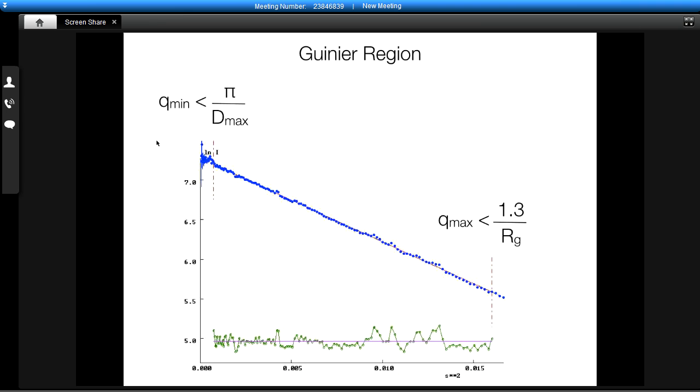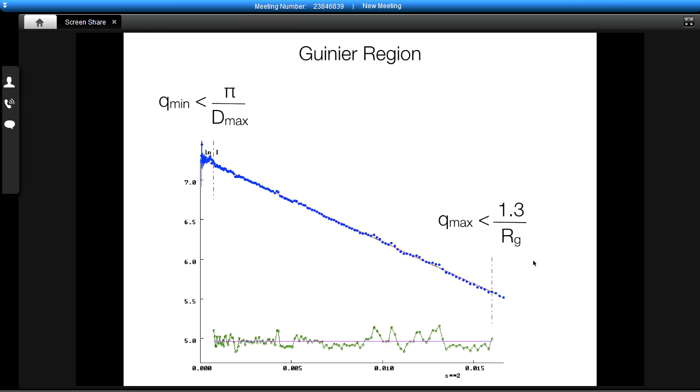If you're not collecting scattering angles that are smaller than the largest dimension of the particle, then you're actually missing information that your particle is scattering, which in terms of SAXS data is very important. So in crystallography, a lot of times you can get away with not collecting your 001 reflection. Nobody ever does that. But in SAXS, it's very, very important that you make sure to collect data less than pi over d max.